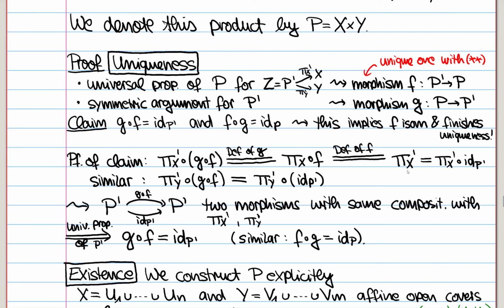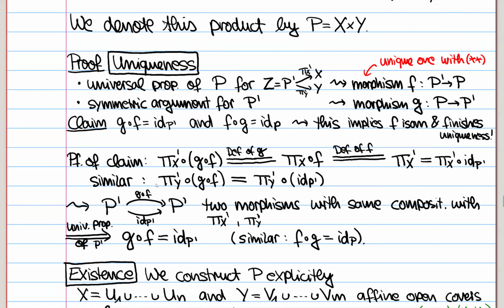And then we can write pi x prime in a fancy way by saying it's pi x prime composed with the identity of p prime. You can always add the identity like this. And similarly, just the same kind of argument shows that G composed with F, if you compose it with pi y prime, you get pi y prime composed with this. So why did we do this strange thing? Well, we want to conclude that two morphisms from p prime to p prime are the same, namely G composed with F and the identity.